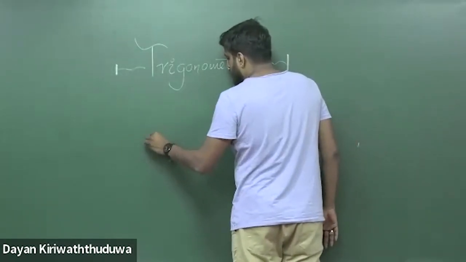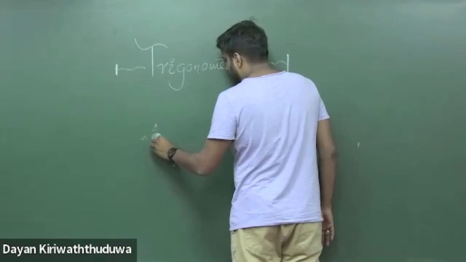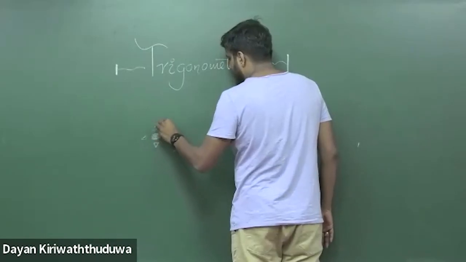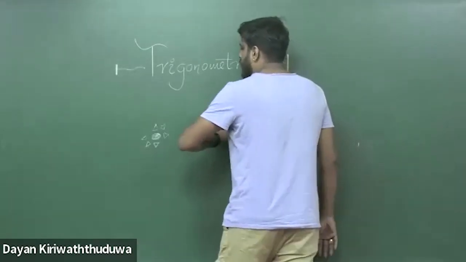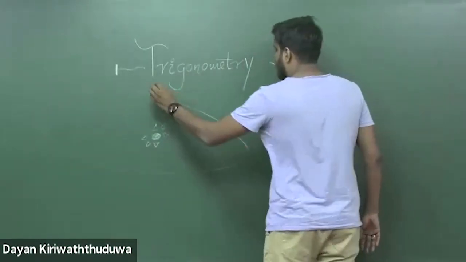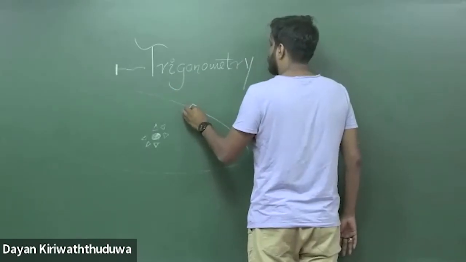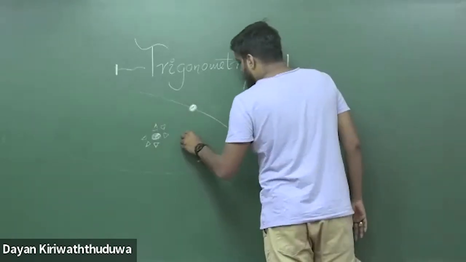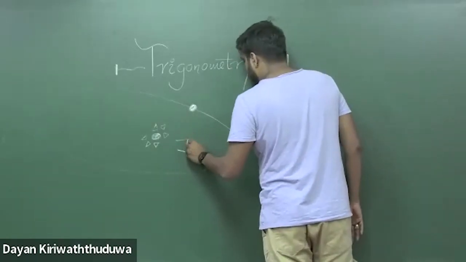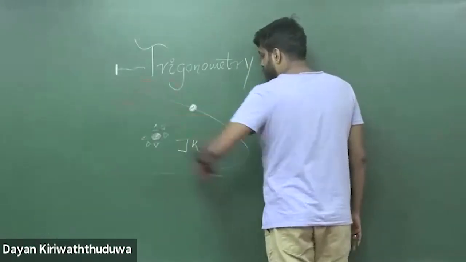If you think this is the sun, okay? If this is the sun, and the earth is rotating around that, this is the earth. This guy called Johannes Kepler came up with the concept that it is moving in an ellipse, right?